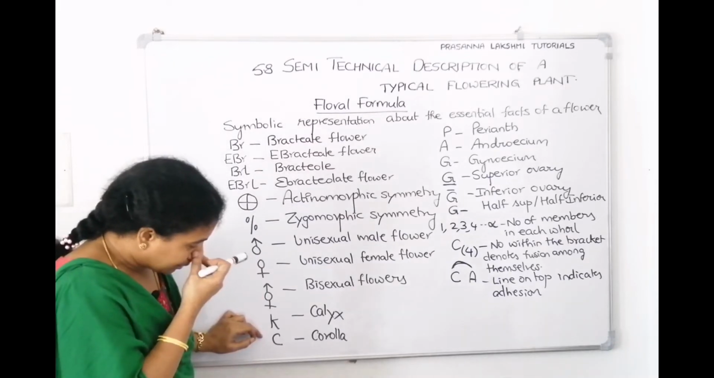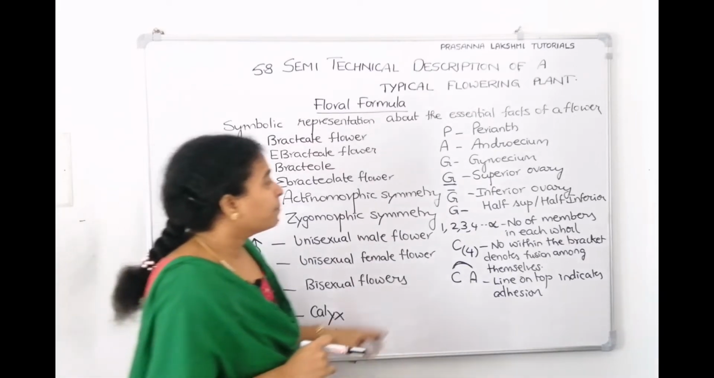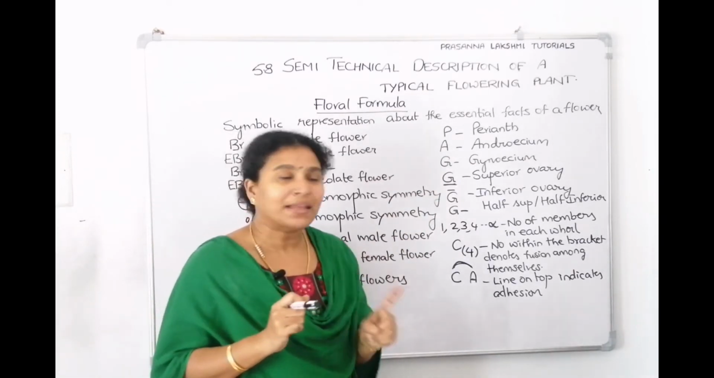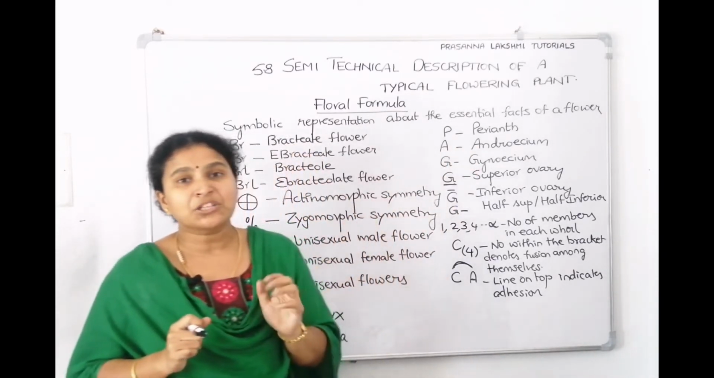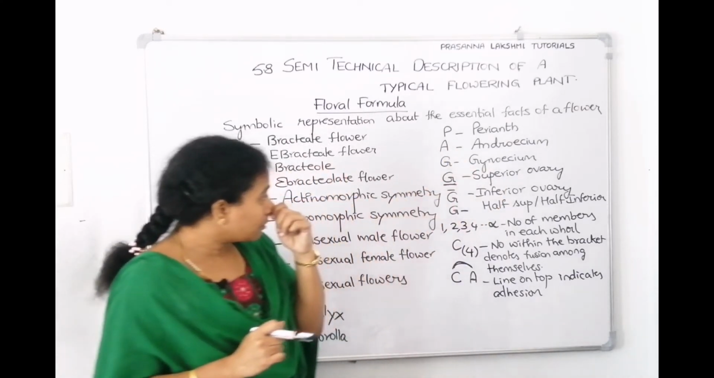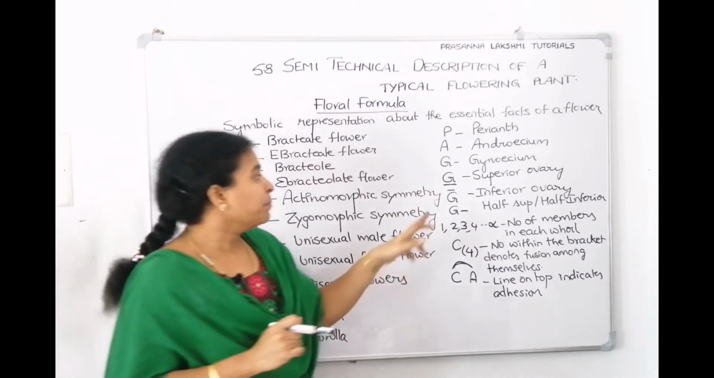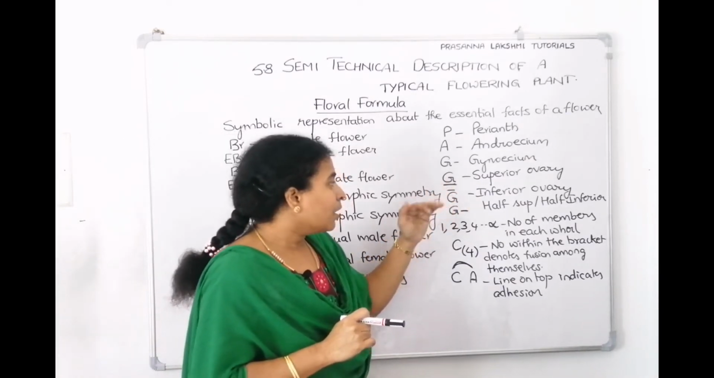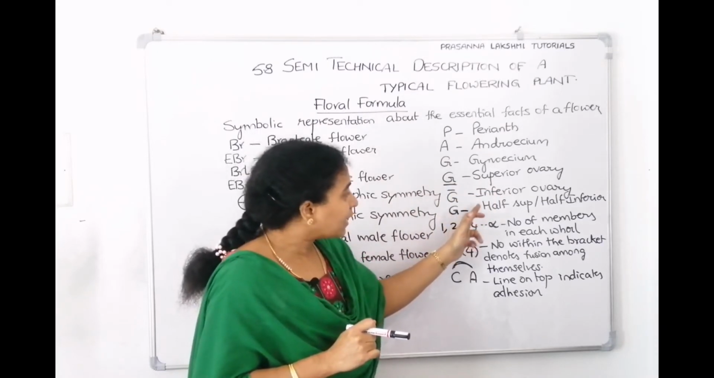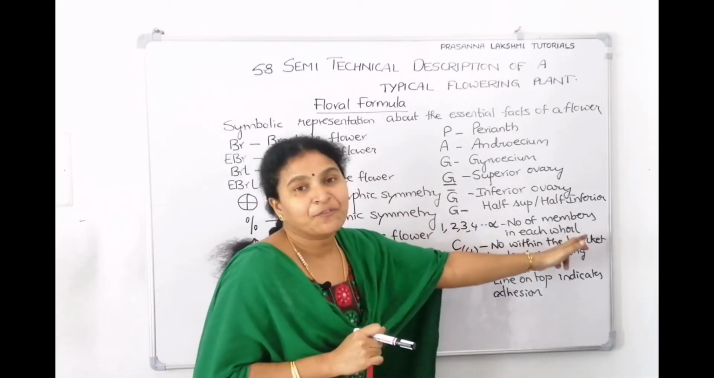K represents calyx members. C for corolla. P if there is no discrimination between sepals and petals; in lily, it is perianth, so we use P. For androecium, to represent stamens, we use A. For gynoecium, we use G. If the position of the gynoecium is superior, hypogynous, then G is underlined. If we write a line on top of G, it is inferior. Beside G, if we write a line, half superior and half inferior.